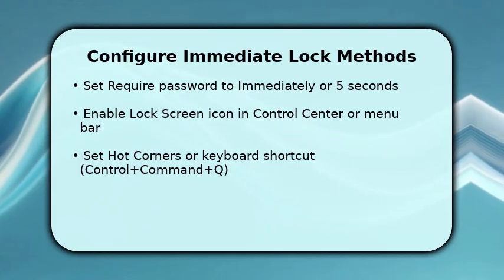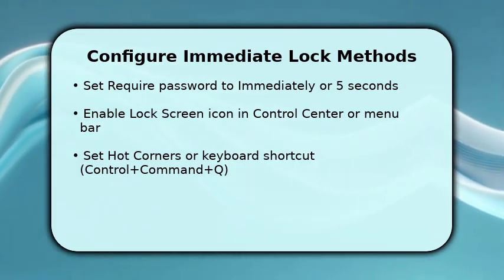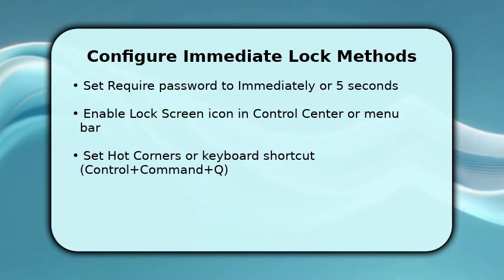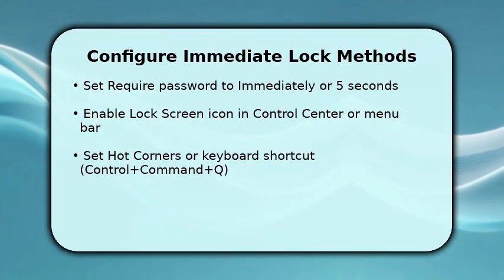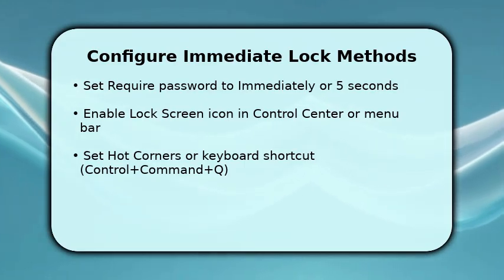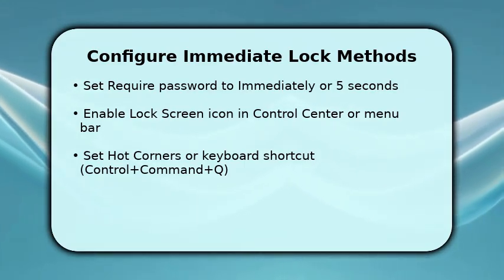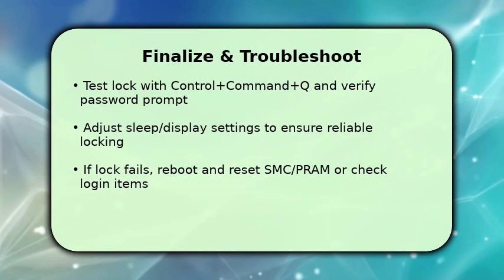Add the lock screen icon to Control Center or menu bar for one-click access. Once done, set a hot corner to start screensaver or use the built-in shortcut Control Command Q. These let you lock instantly with mouse or keys. You're enforcing access control. Make sure the chosen methods don't conflict with full-screen apps or external displays while you test them. Finish by testing your setup.